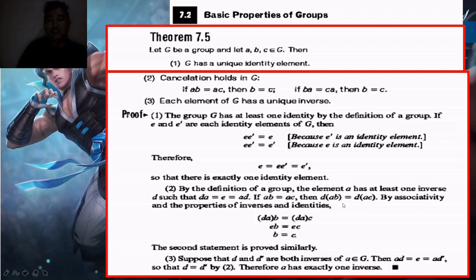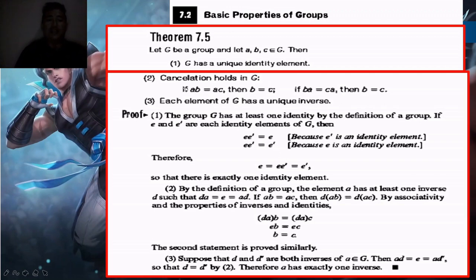By associativity, we get (DA) times B and (DA) times C. DA is the identity E, so replacing DA with E, what is identity times B? B. And identity times C is C. So B is equal to C. Then B is equal to C.